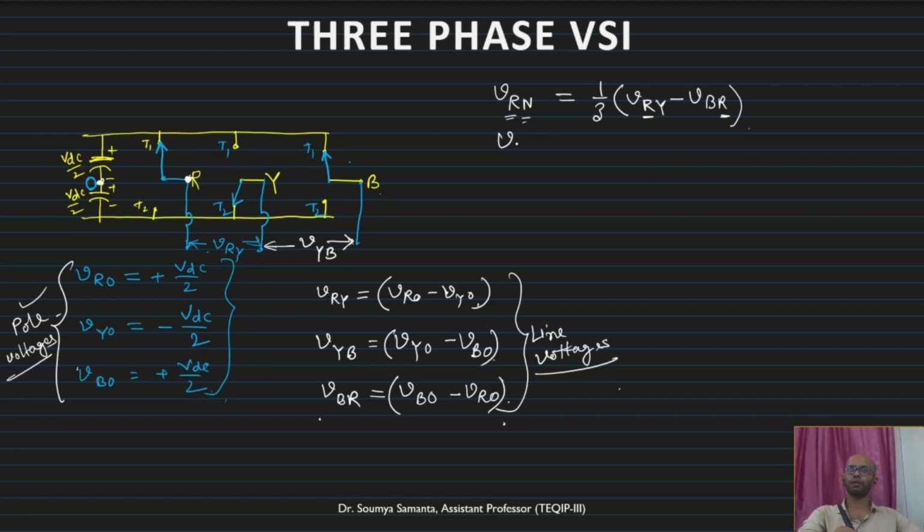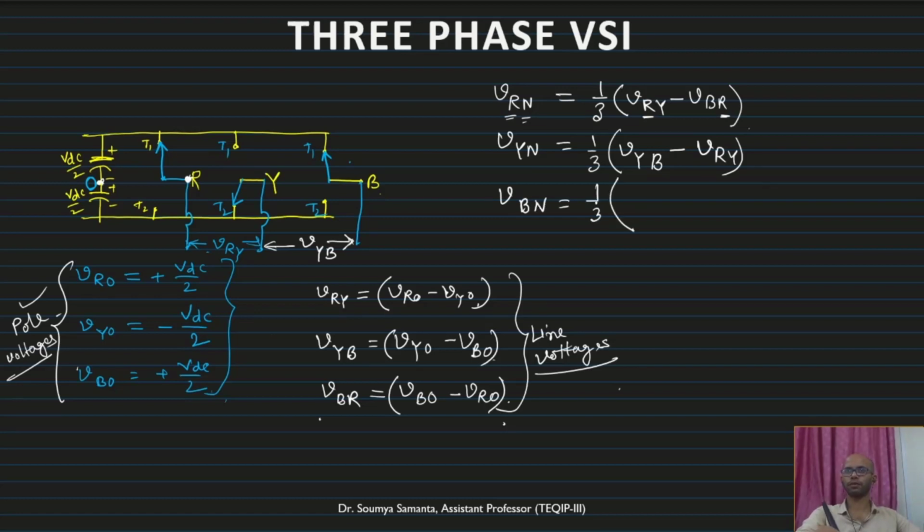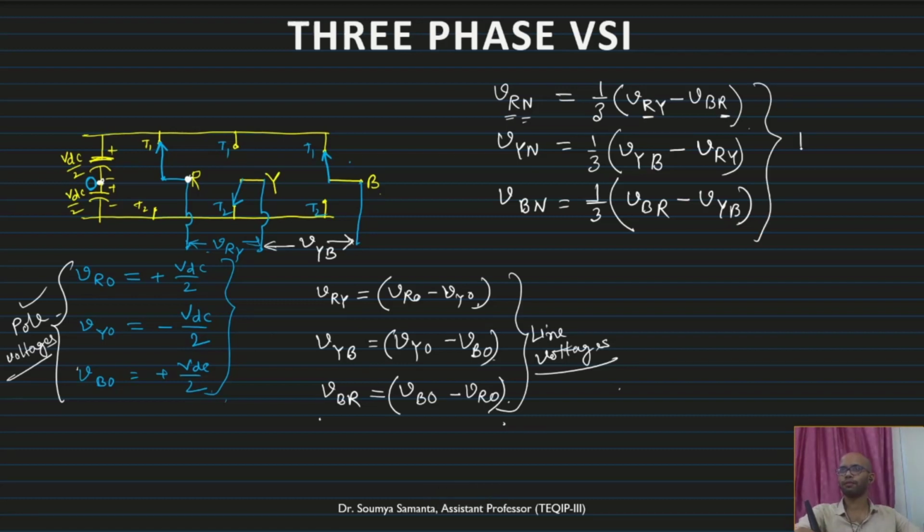Now VYN, what is VYN? 1/3 of V starting with Y, so YB minus the one ending with Y, which is VRY. Similarly, VBN we can find out is 1/3 of VBR minus V ending with B, VYB. So this is how we can remember. These are the phase voltages.